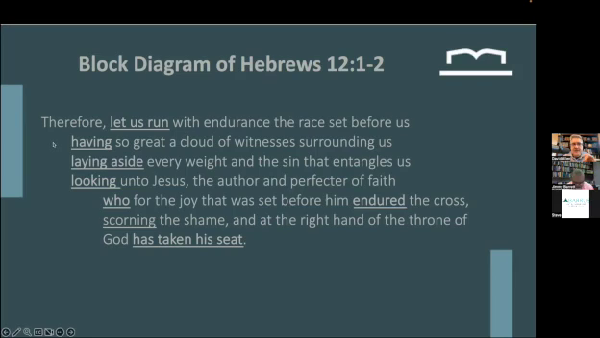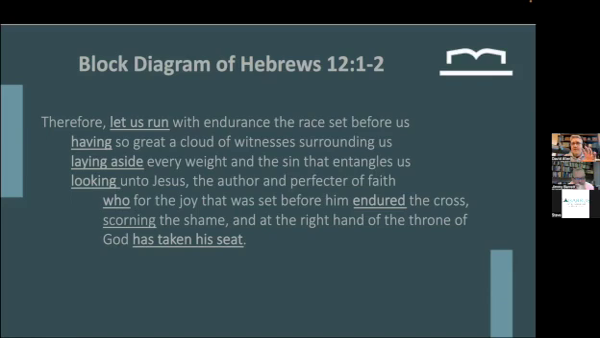But he says, I want to tell you some things about how to do that. And so one thing I want you to know is you've got a cloud of witnesses surrounding you. Another thing I want you to know is you've got to lay aside every weight in order to run. Another thing I want you to know is you've got to look unto Jesus in order to run well. And I'd like for you to know some things about who Jesus is. So here I'm telling you what that is, the author is saying to us.